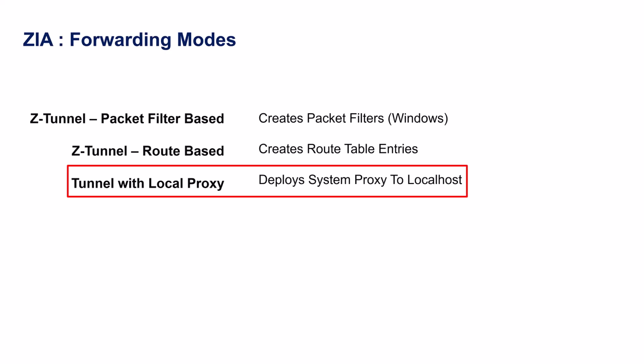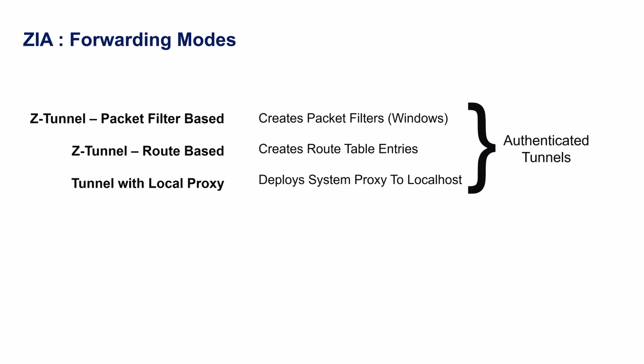All three of these mechanisms are authenticated tunnels, meaning that once the user is enrolled in the Zscaler client connector, the tunnel is established towards the Zscaler cloud, and all traffic that goes into the tunnel is identified as that user, and that user-based policy is applied.